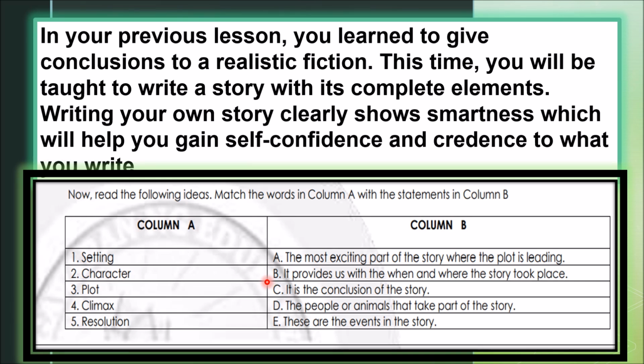Okay, are you ready to answer now? Let us answer. Number 1. What will be the answer for number 1? Okay, good. B. Number 2. D. Okay. Number 3. E. Good. Number 4. A. And number 5. C. Well done, kids.